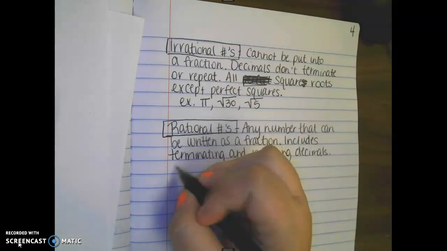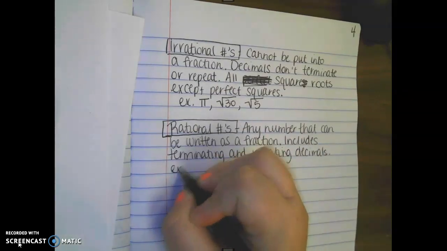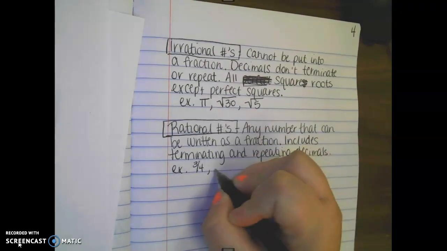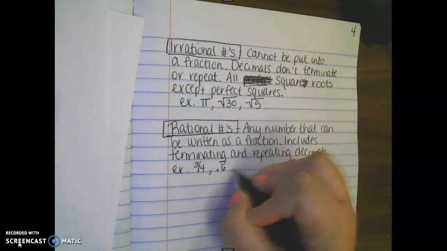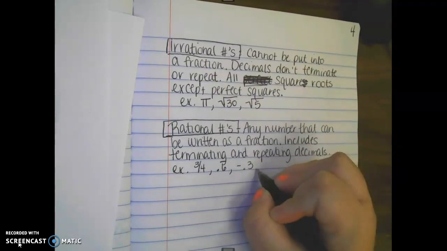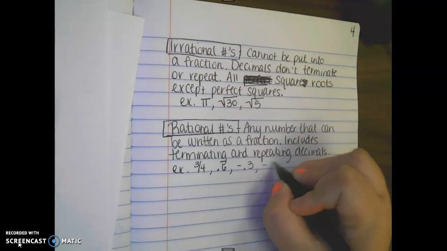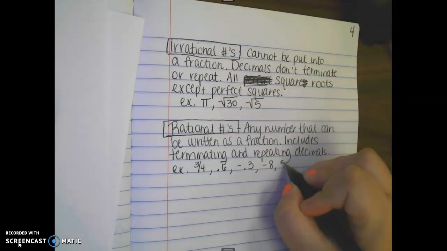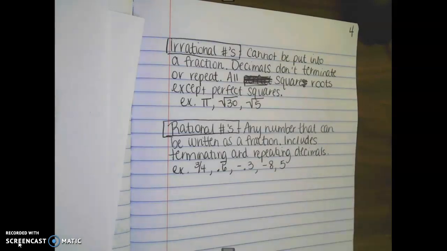So an example of a rational number may be 3/4. That is a fraction. Or 0.6 repeating. Or negative decimal 3. Or negative 8. Or 5. Those are all examples of rational numbers. All right, if you need to pause, pause and push play when you're done.